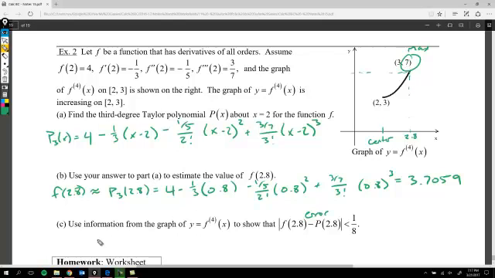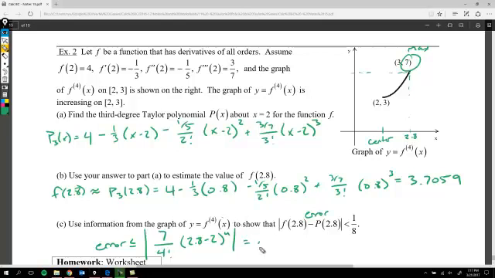I know that my error has to be less than or equal to my maximum value, which I'm going to say is 7 over 4 factorial, and then (2.8 minus 2) to the 4th power. Let's break down where these numbers came from. 2.8 is what I'm estimating. 2 is my center. This 4 and this 4 factorial are because I am evaluating to the 4th derivative. 7 is the maximum value of my 4th derivative graph between 2 and 2.8.